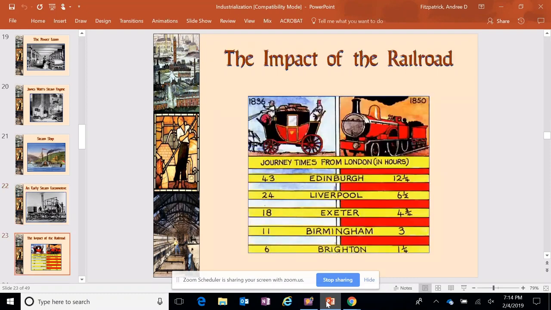Just to give you an example of how important the railroad was, if you look at travel times from London to these various cities in Scotland, England, Wales, and that whole territory, you're cutting the trip from London to Edinburgh from 43 hours to 12 hours. So the impact of the railroad cannot be overstated in terms of its ability to facilitate the rapid movement of raw materials going into the factories, and then the rapid movement of manufactured goods leaving the factories to go to market.